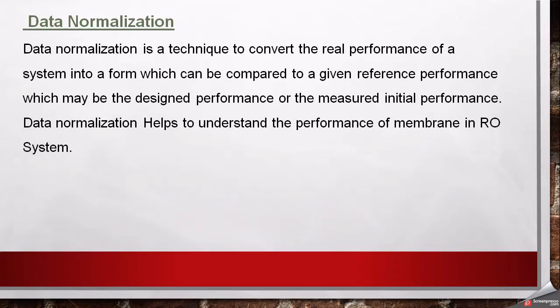Data normalization is a technique to convert the real performance of a system into a form which can be compared to a given reference performance, which may be the design performance by the designer, or the performance measured before startup, the initial performance. For example, if we are changing the reverse osmosis membrane, we will write down the data of that membrane at the beginning and then we will normalize the data. So data normalization helps to understand the performance of the membrane in a reverse osmosis system.